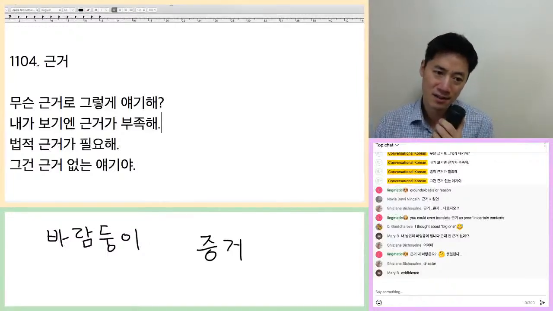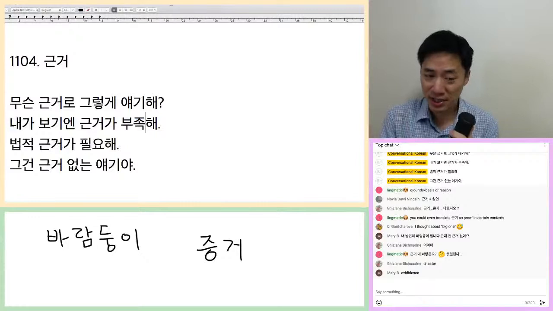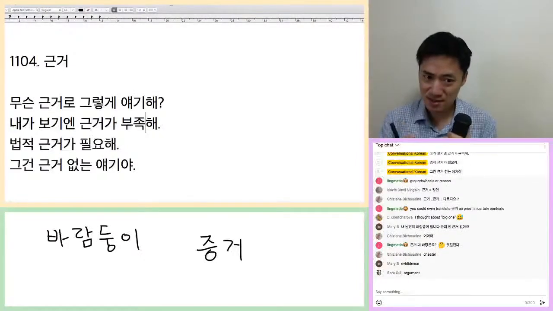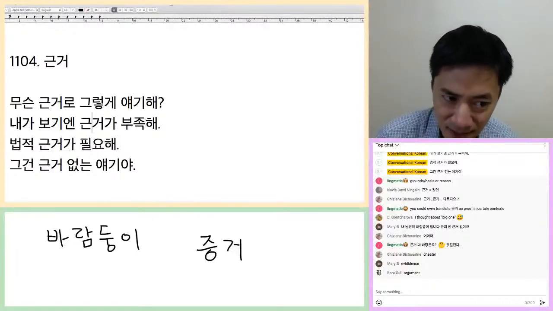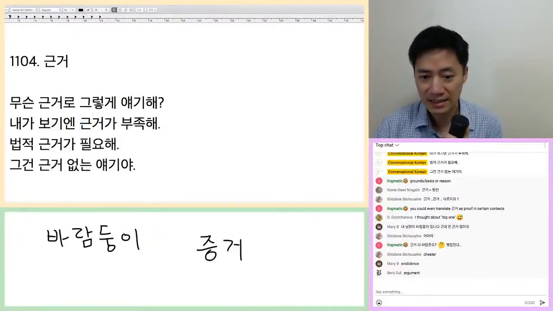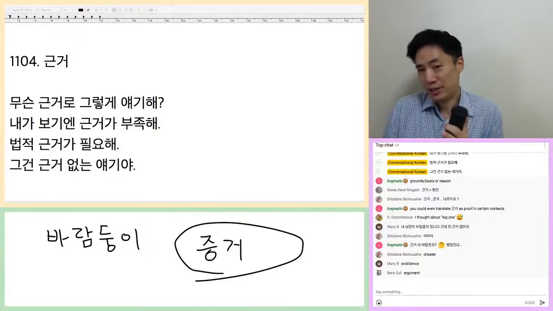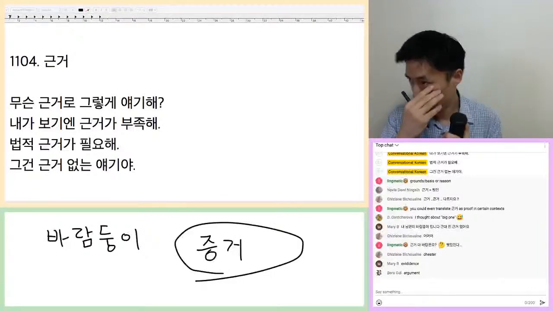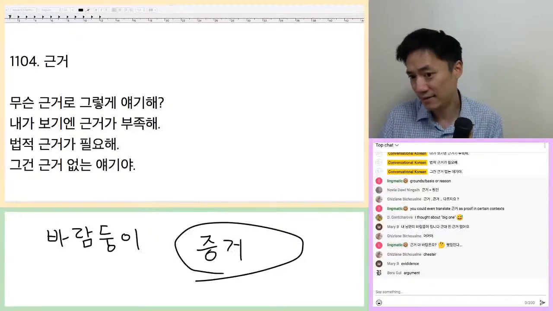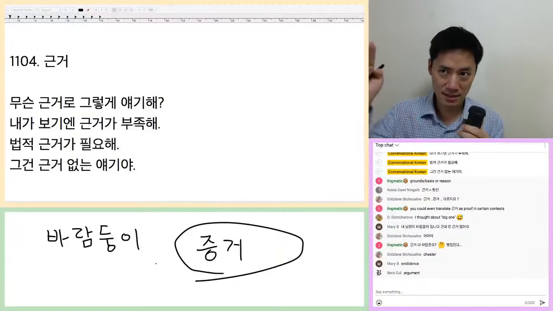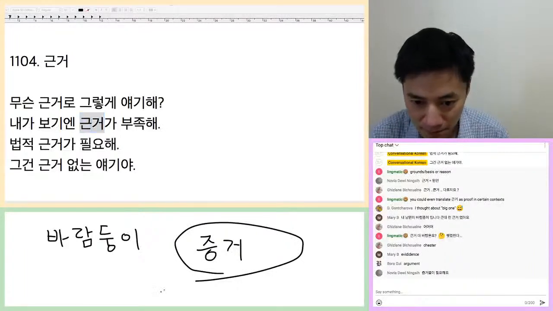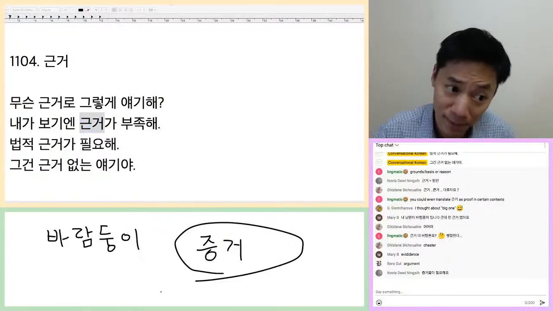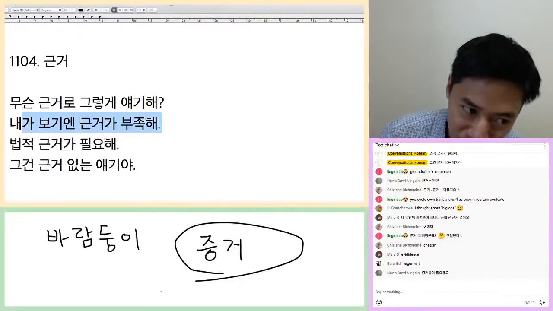근거 is usually when you have a conclusion, hey, this is this. Then you need 근거 to prove it. That is 근거. 증거 is more like, hey, I didn't do that, or I did that. Something you can prove is 증거. But when it comes to, hey, this is this, the fact is this, the truth is this, then usually 근거. Maybe the same 거 is used, I think. Anyway, 내가 보기엔 근거가 부족해.